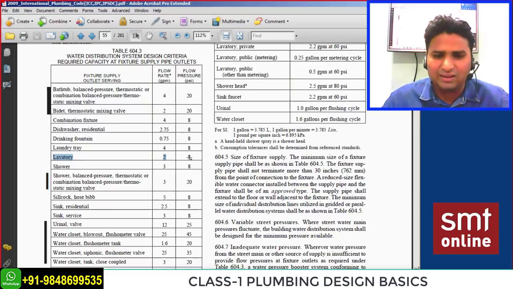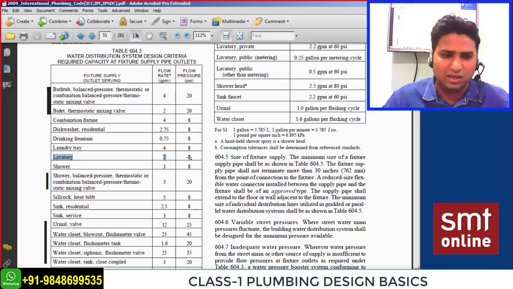And rather than this, what happens? Because of excess pressure, there will be again so many things. First of all, the life of the pipe decreases, the fixtures might be damaged, and leakages would be happening from the fittings. What fittings are and all this we'll be seeing.